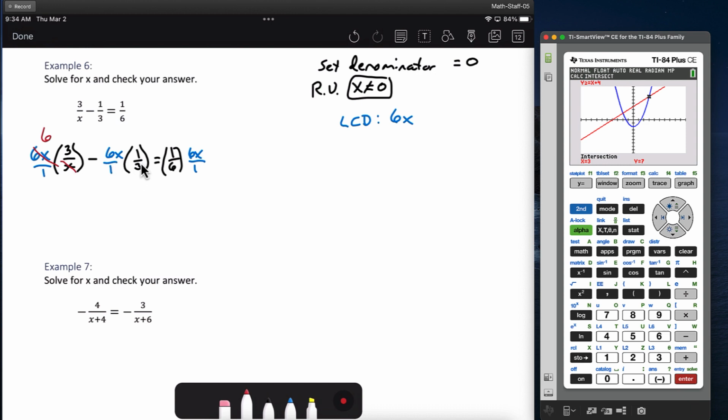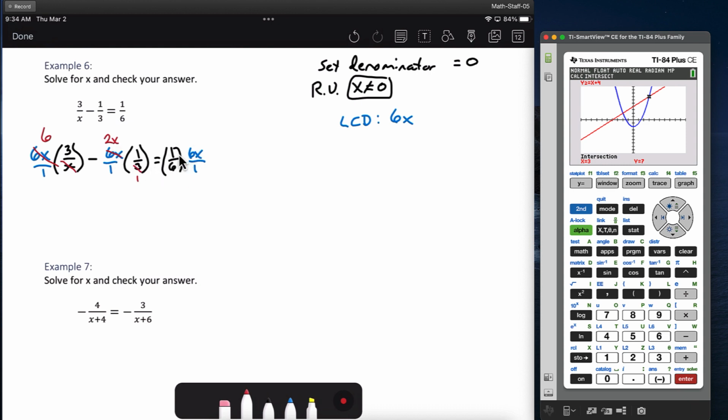And in this second set of fractions, notice the 3 and the 6 have a 3 in common. So the 3 is going to go away to 1. And the 6x will become 2x. Again, the x does not cancel, but the 6 gets reduced to 2.